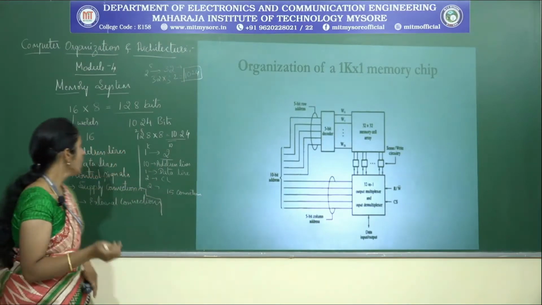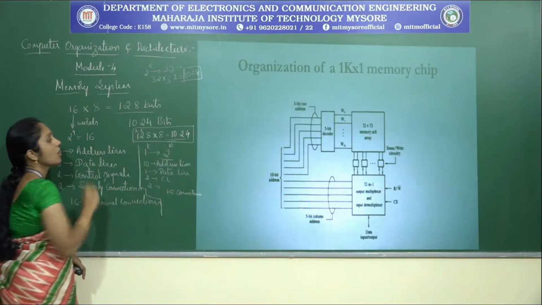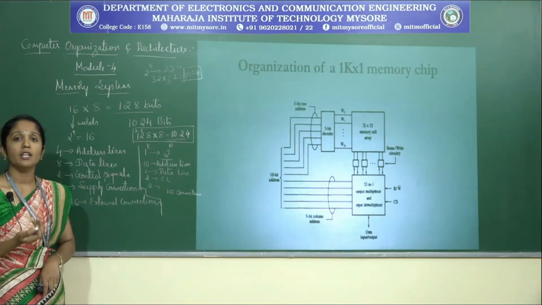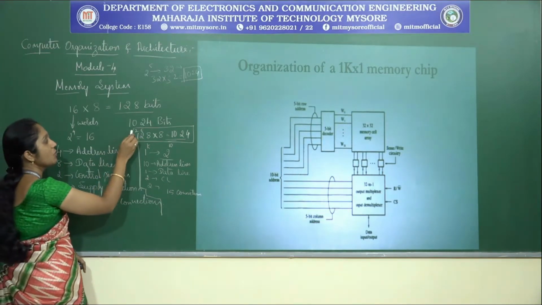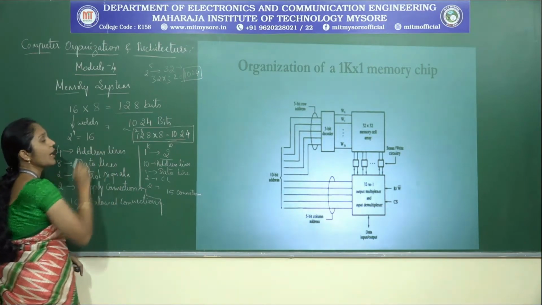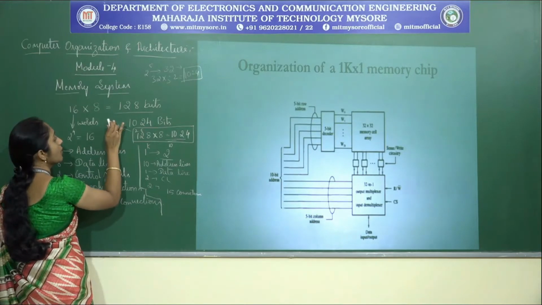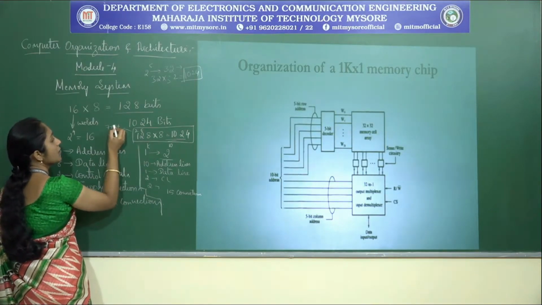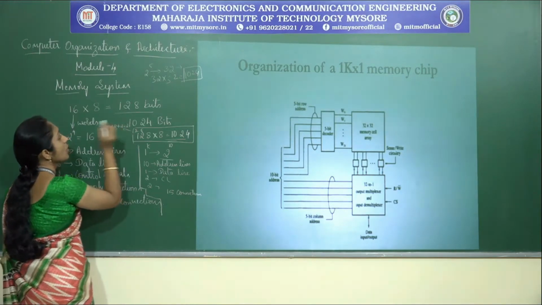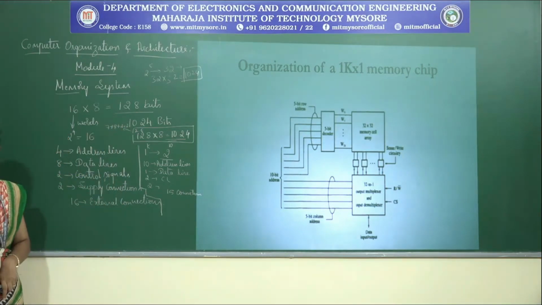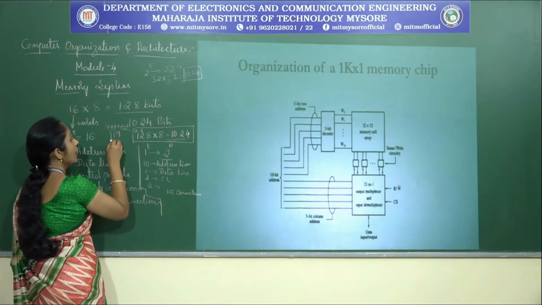And if you consider the organization 128 cross 8, how many external connections are required? To represent 128 we require 7 address lines, then 8 data lines, 2 control lines and 2 power supply lines. So we have totally 15 plus 4, that is 19 connections.